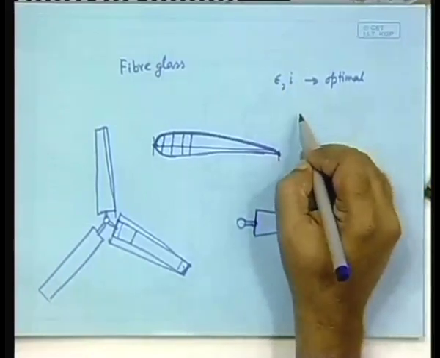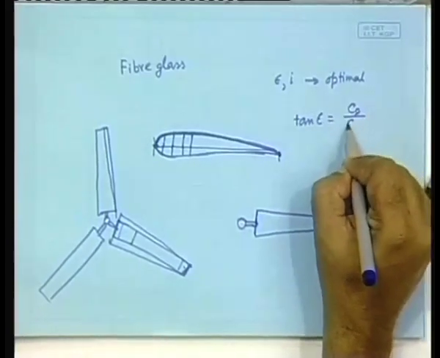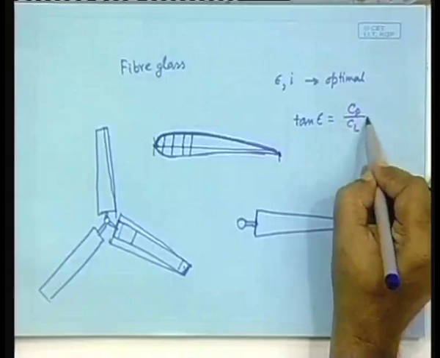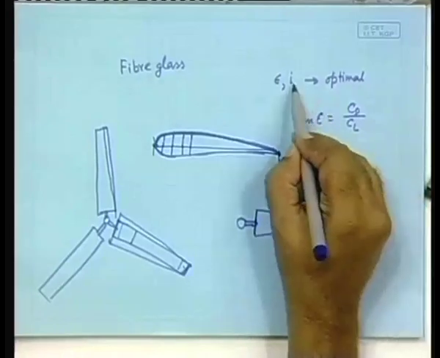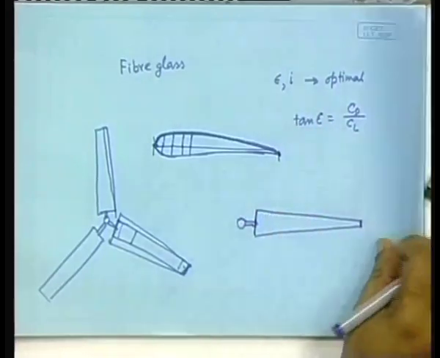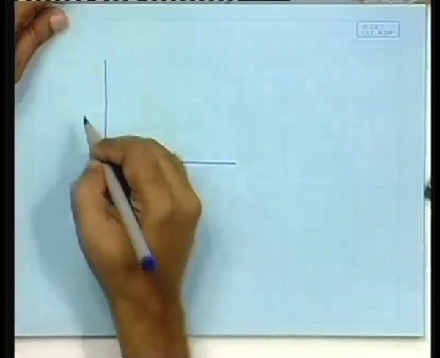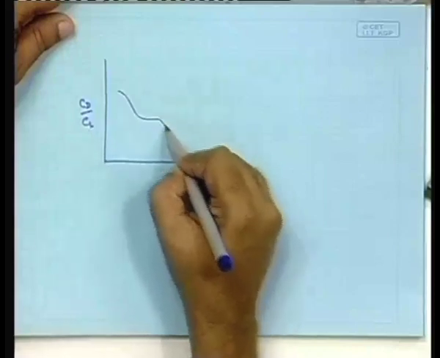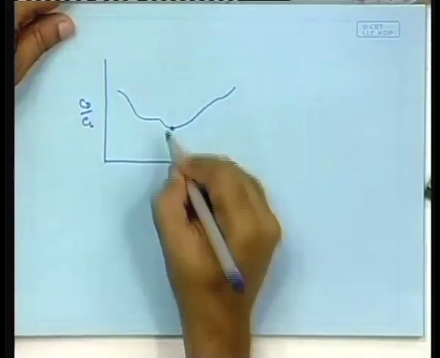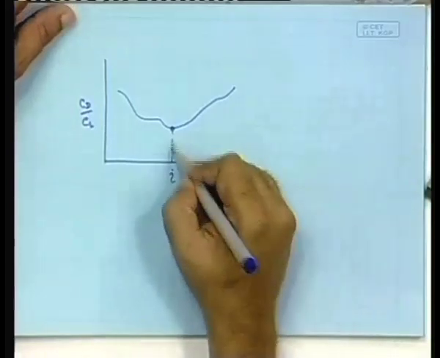So, tan epsilon is Cd by CL. You want the least value of this, for which you choose the value of epsilon, and for that you will choose the value of I. That means against I you will plot the Cd by CL, and you will get a graph something like this, and the minimum point is where your optimal value of I is. I is the angle of attack.